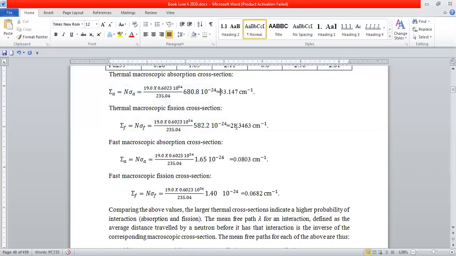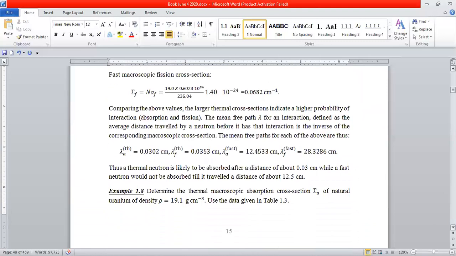Now, same thing for fission, same thing for fast absorption. 1 over 0.08 is a much bigger number than 1 over 0.33. So if something is going fast, it's going to have an absorption only after it travels a lot of distance. Maybe if this were 0.1, then it would be 10 centimeters. So after about 12 centimeters, you'd get an absorption for a fast neutron. But after about 0.03 centimeters, you would expect an absorption from a thermal neutron. Doesn't that tell you a lot about how you would design something from the engineering point of view?